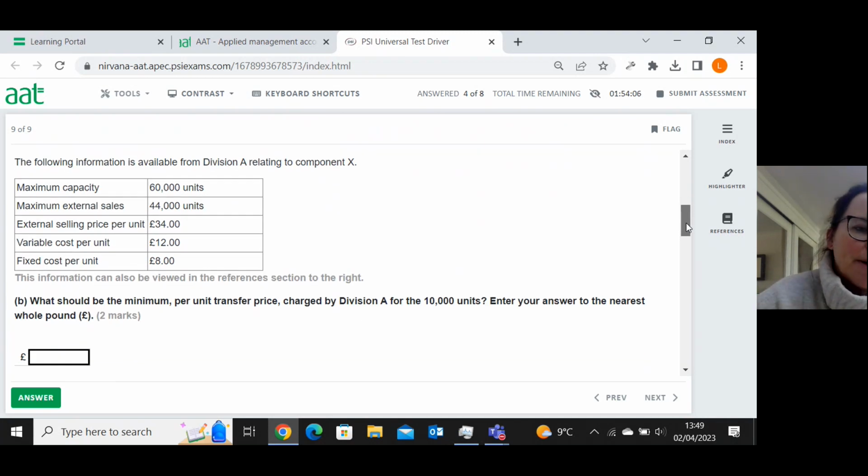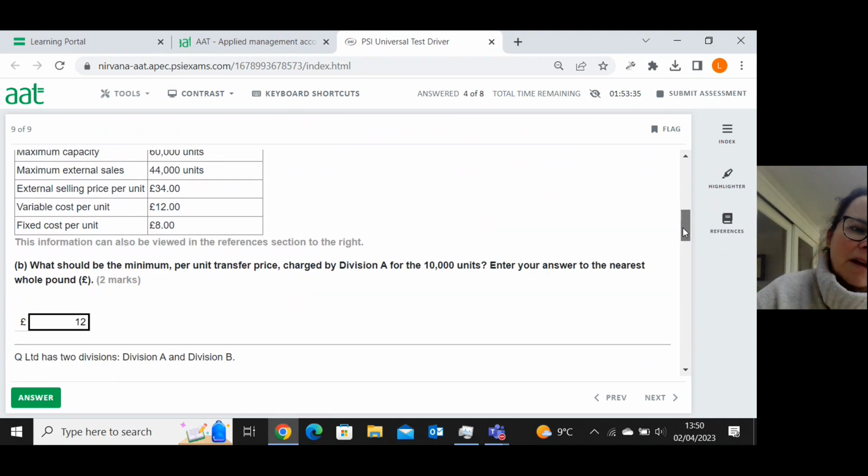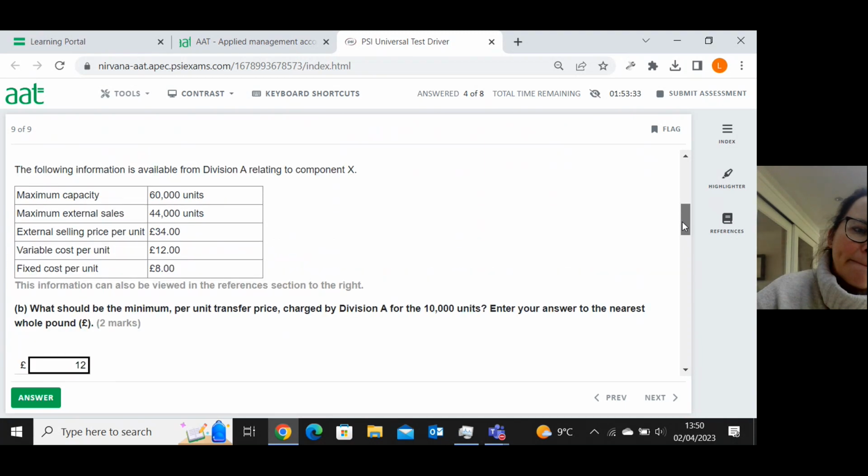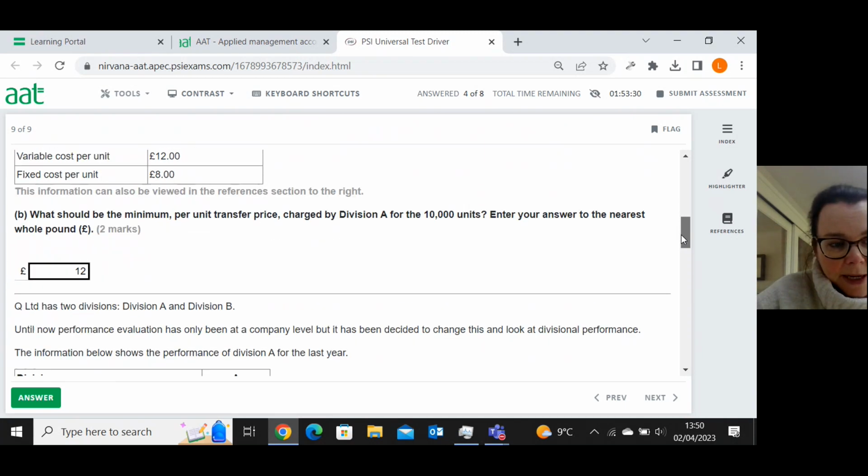So what should be the minimum per unit transfer price for the 10,000 units? Well, they've got the capacity, the fixed costs are covered. So as long as they're getting at least £12, to the nearest whole pound, Division A are going to be happy. They're covering their costs. I suppose it should technically be 12.01, but they're covering their costs. They've got capacity. Yeah, £12. That's it.